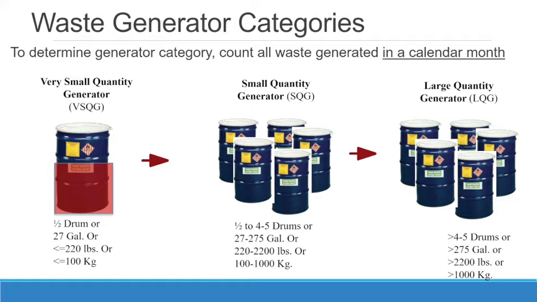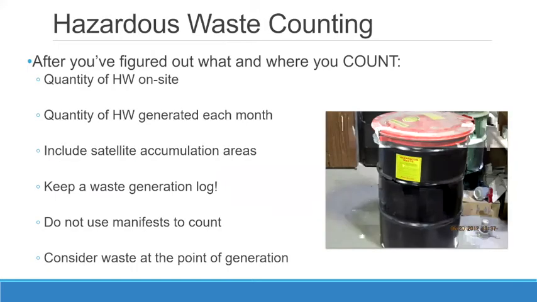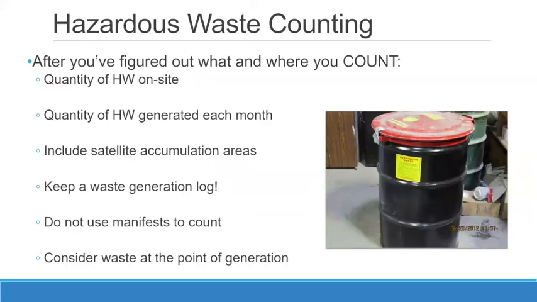Next slide, please, Marcy. So now that we know where those numbers are, the next question is, how do we count that? What gets counted towards my generator classification, my generator status? Obviously, the first thing we want to look at is the quantity of all hazardous waste that we generate on site, and then the quantity of hazardous waste that's generated each month. Again, this is a monthly determination.